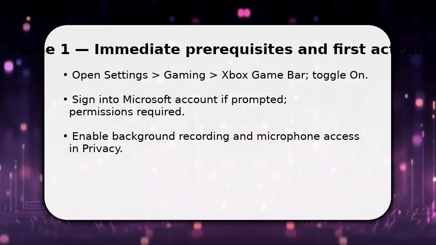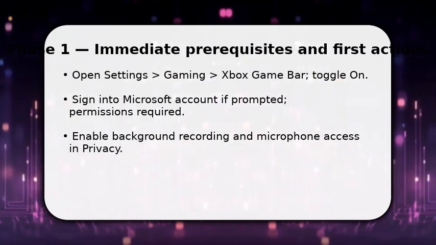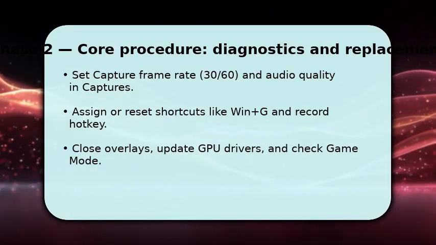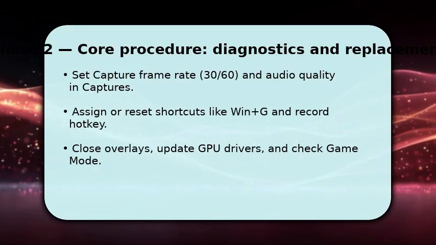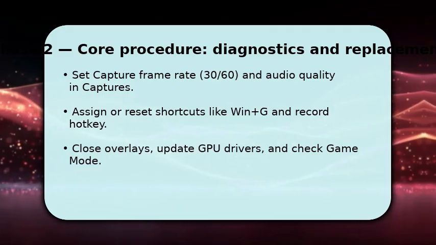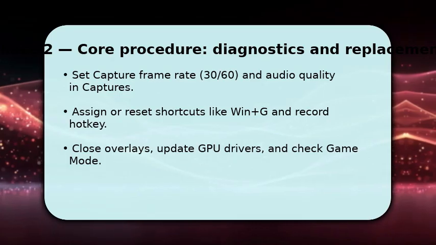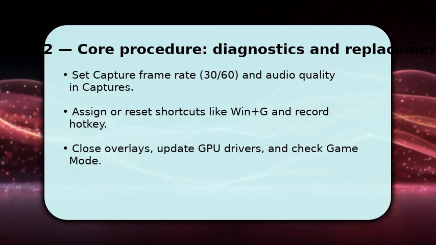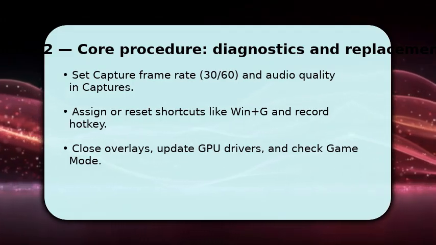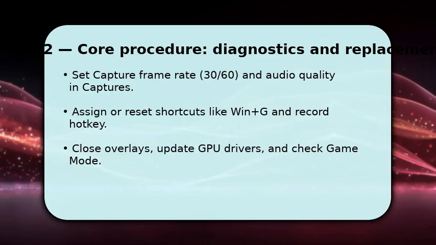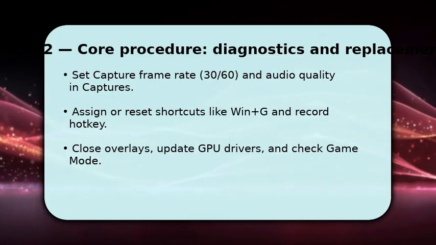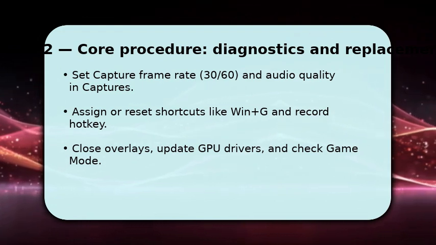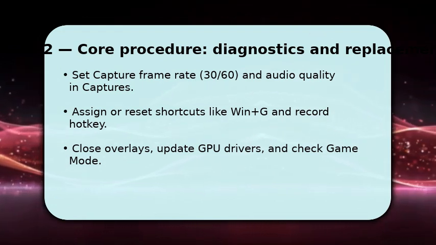Next, configure capture specifics so recording works reliably. Open Captures, pick 30 or 60 frames per second, and choose your audio quality. Higher settings increase CPU/GPU load, so balance performance. Assign a clear record hotkey or reset Win plus G if shortcuts conflict with other apps. Then update graphics drivers and enable game mode to prioritize resources. If overlays or third-party utilities capture the same keys, reassign or close them. These adjustments control performance and avoid conflicts that stop recording mid-session.